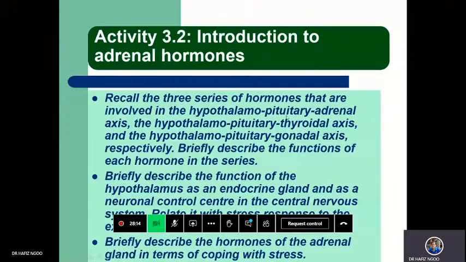Activity 3.2, introduction to adrenal hormones. We already know the series of hormones that are affecting. We already mentioned the three axes, and you know the function of each. And then briefly describe the function of the hypothalamus as an endocrine gland and also as a neural control center in the central nervous system, and relate that to the stress response to external and internal stimuli. I already mentioned that the hypothalamus is actually the integrating center where all the afferent information goes to the hypothalamus to be processed and integrated, right?